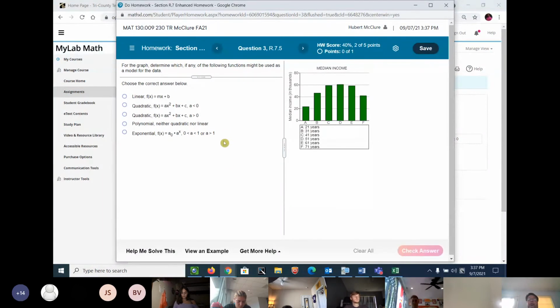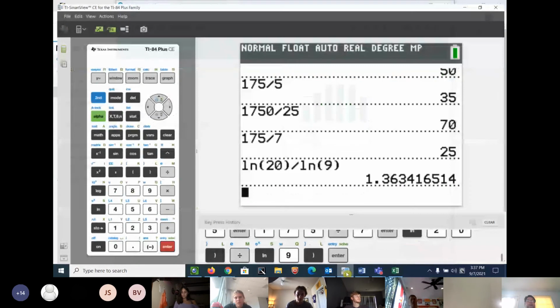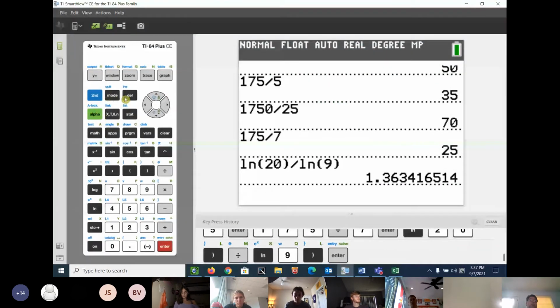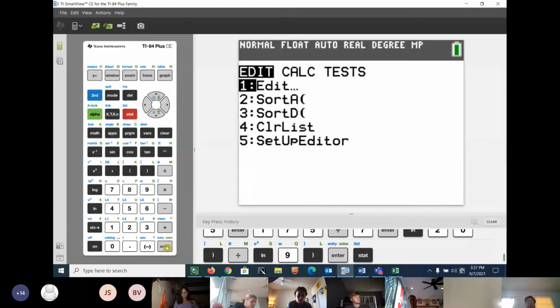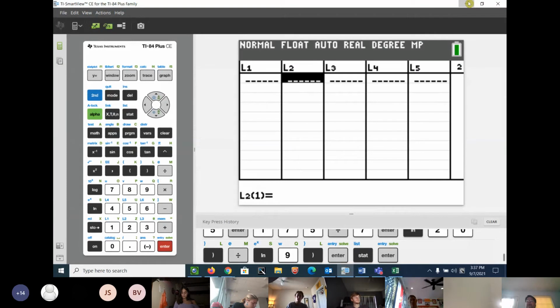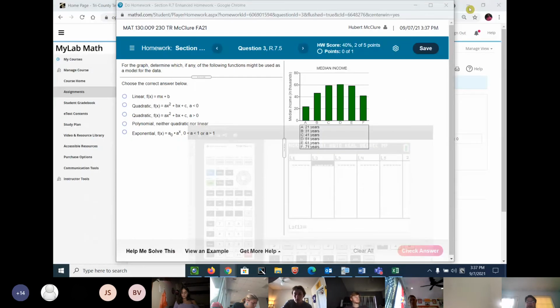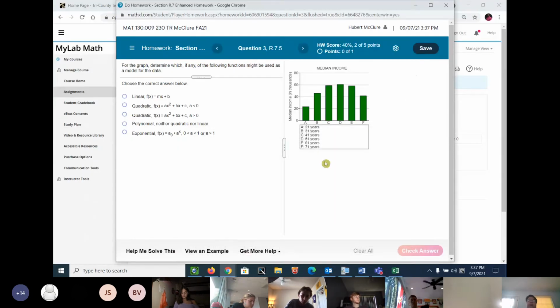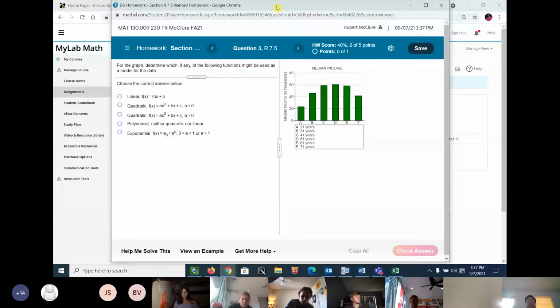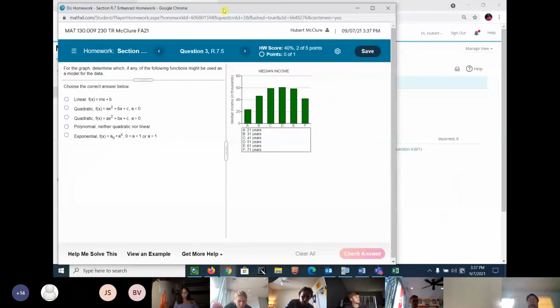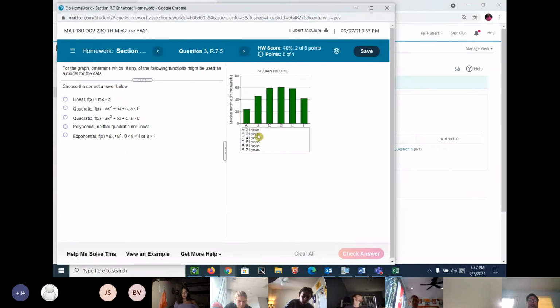So when you do these, what I would do if I was you, I would put them in your calculator. You go to Stat and Edit and punch in your numbers. I'll show you how to do that right quick because I know some of you probably don't know how. I don't know if you do or not. Well, okay, you don't have to on this one.